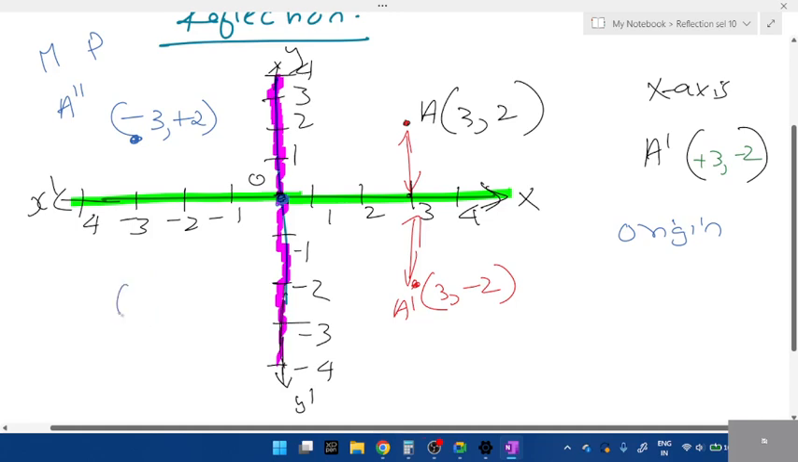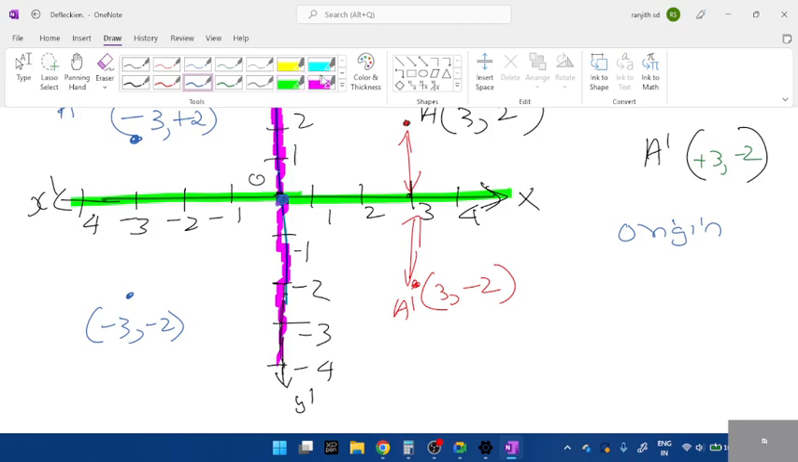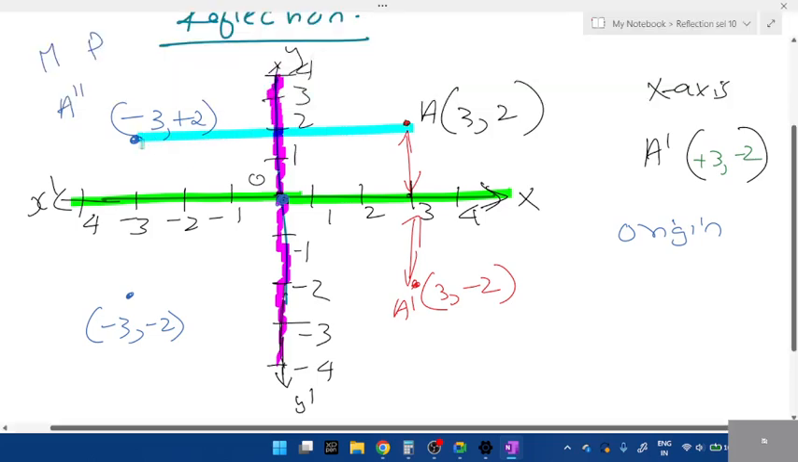Is this clear? Understood? All three types of reflection. All 4 points are clear. Now, this is the first type of question they'll ask in board exam. First, they'll tell you normal points, then they'll ask you reflection. After that, what kind of image is formed when you connect all four? What kind of image is this? How do you know it's a rectangle? What's the property of rectangle?